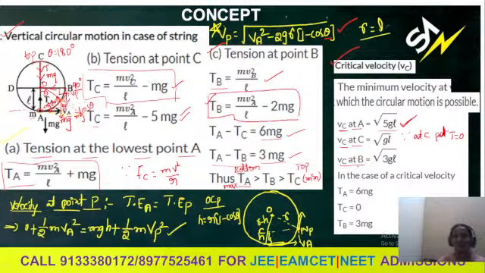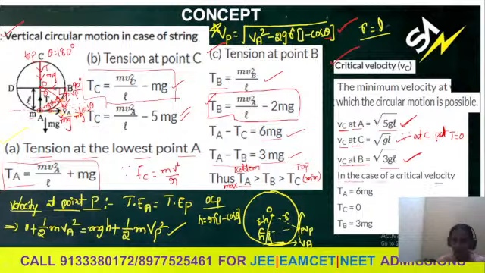Next, velocity at B. For everything we can use this equation here. Velocity at B squared will be equal to VA squared; VA squared we already got as 5gl, minus 2gR, which is nothing but 2gl. 5gl minus 2gl we get 3gl. So at A the minimum velocity required is root 5gl. At C the minimum velocity required is root gl. At B the minimum velocity required is root 3gl.